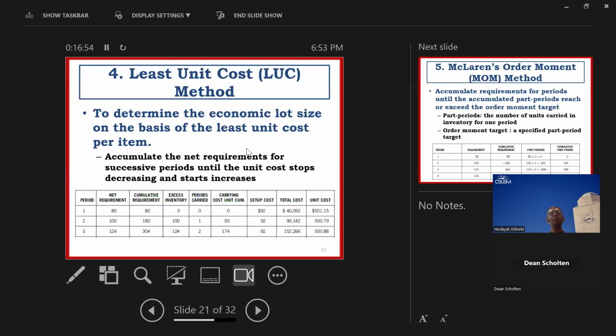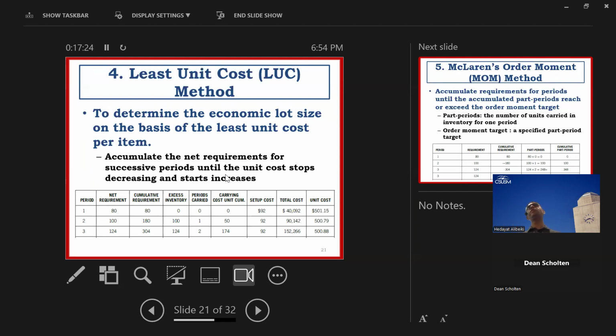Least unit cost: we accumulate the net requirements for successive periods, and the unit cost usually drops. But at some point it starts to peak off and go back up. So there's going to be a minimum in terms of the unit cost.